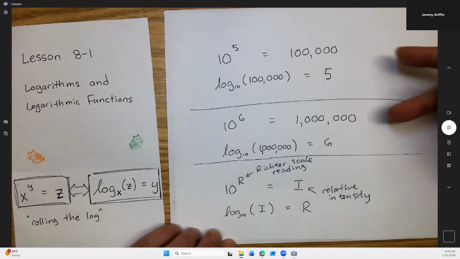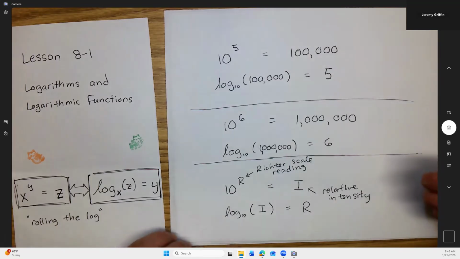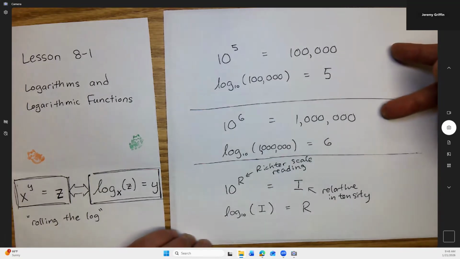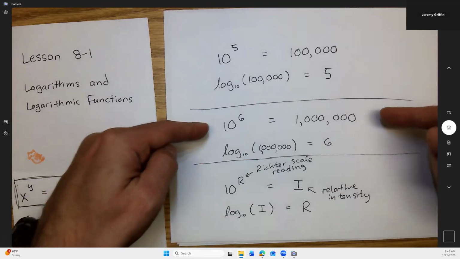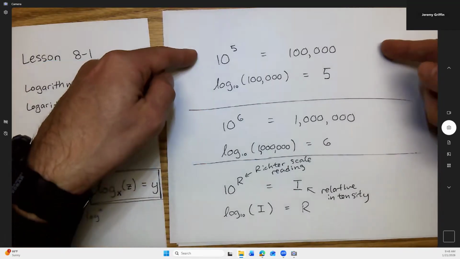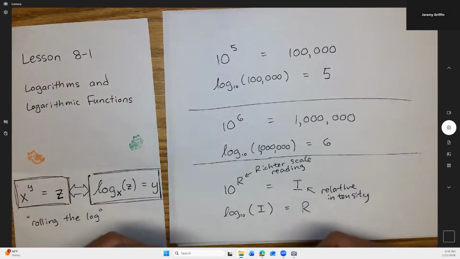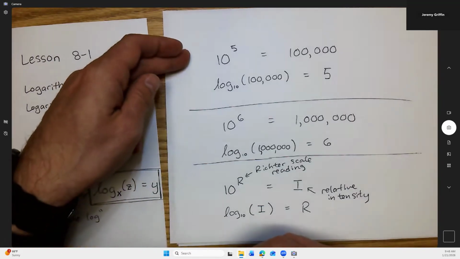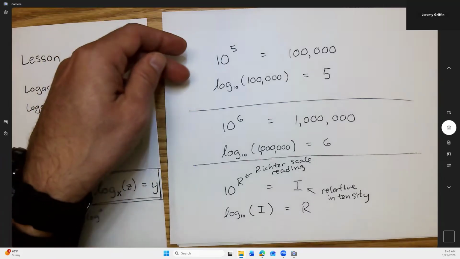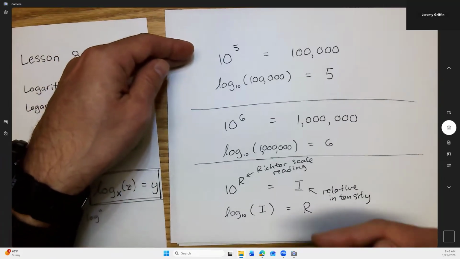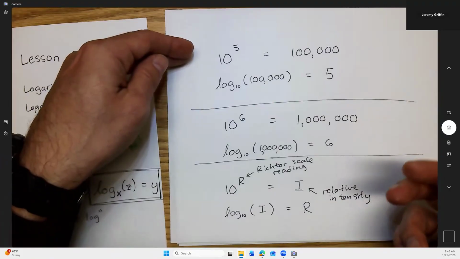What if there was a magnitude 7 quake? How would that compare to these? It'd be 10 times the magnitude 6. And how many times the magnitude 5? 100 times. So if I say magnitude 7 quake, you might say, well, 7 compared to 5, that's only a difference of 2. No, that's an order of magnitude of 2. That's like 10 to the power of 2, which would be 100 times.